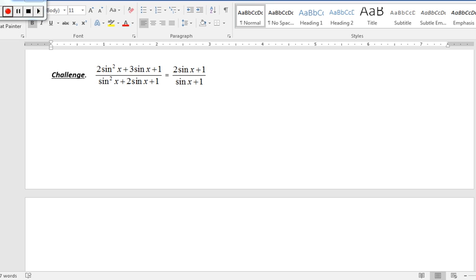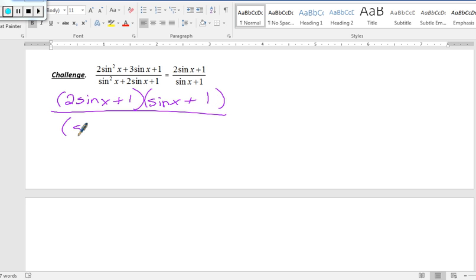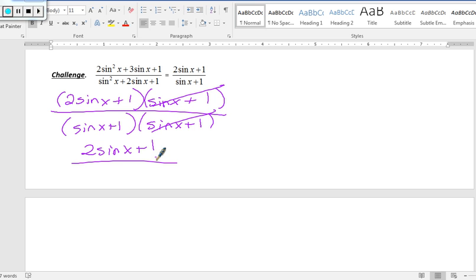So I want this to turn into the one on the right. This is factorable. So I am looking at 2 sine x times sine x plus 1. On the bottom there, this is going to be factored into sine x plus 1, sine x plus 1. One of them does cancel out just like that, and we are then left with what is established on the right. So 2 sine x plus 1 over sine x plus 1.